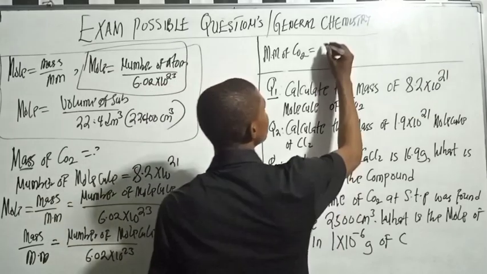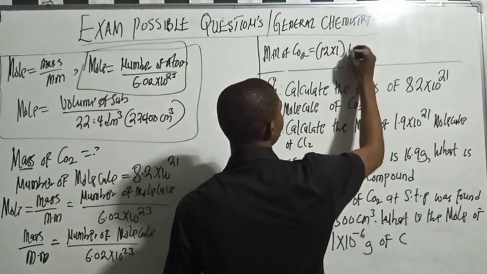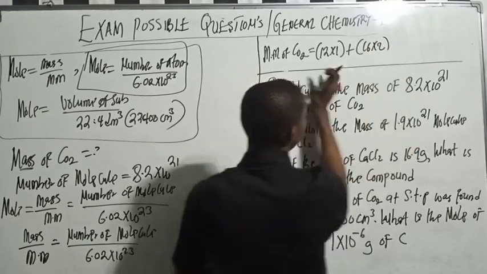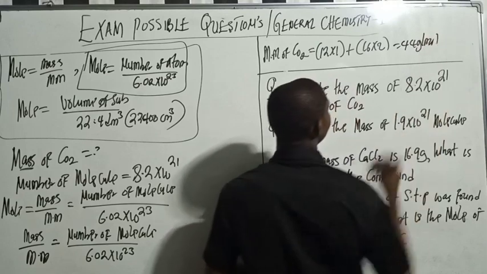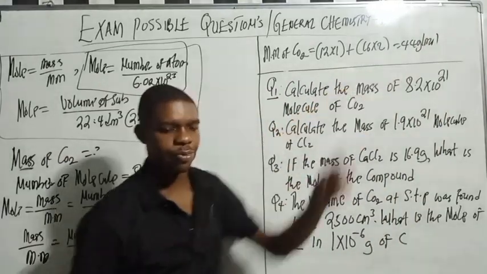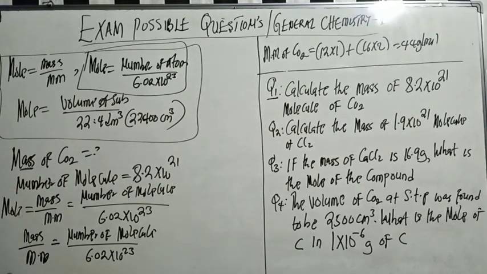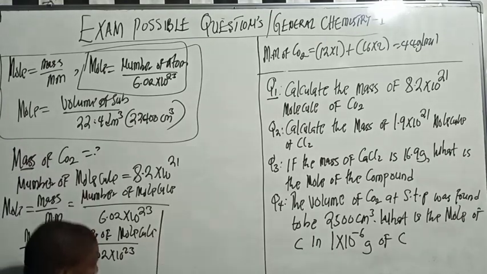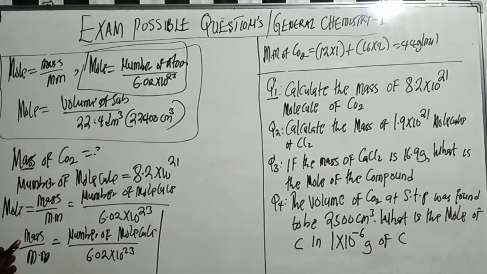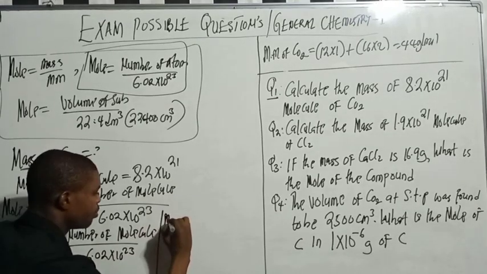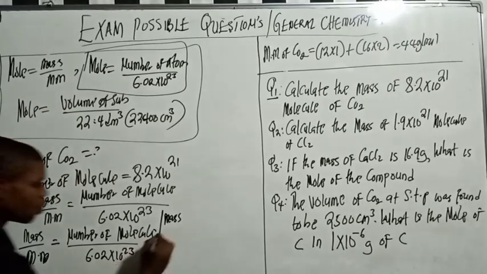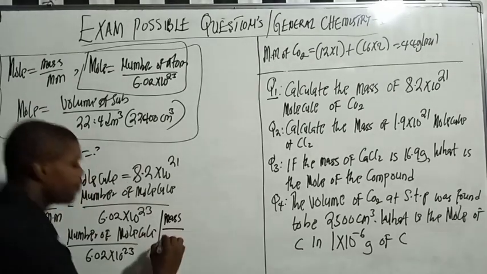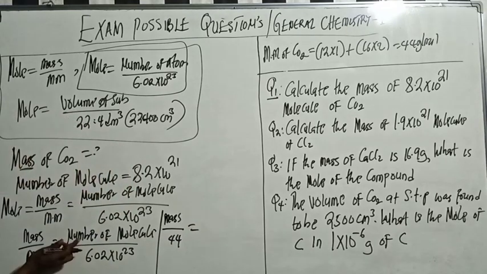So it's going to be 12 times 1 plus 16 times 2. If you sum it together, you're going to get 44 gram per mole. So it means that the mass I'm looking for, mass of CO2 here, mass over the molar mass of CO2, which is 44, equals the number of molecules.